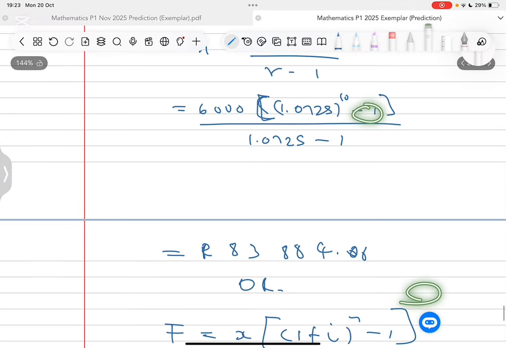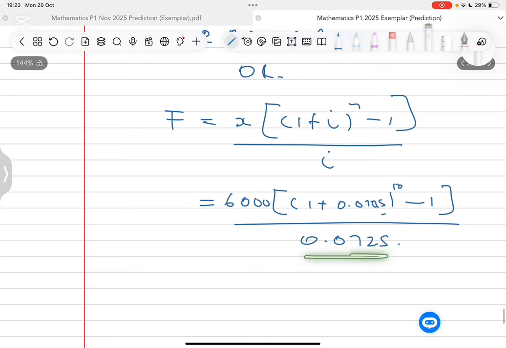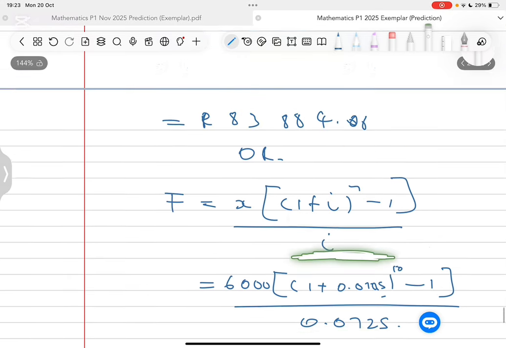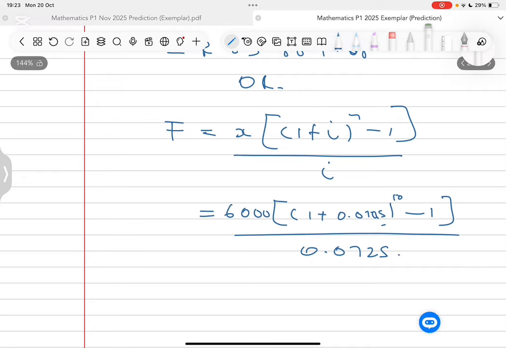And we do have negative 1 there. At the bottom, I have 1.0725 minus 1. So if you look at this number here, we actually subtracted 1 already because you only have the interest. If you subtract 1 here, you should get this number here. So these two equations really look the same and they should give you the same answer. It just depends on which one you feel comfortable to use.